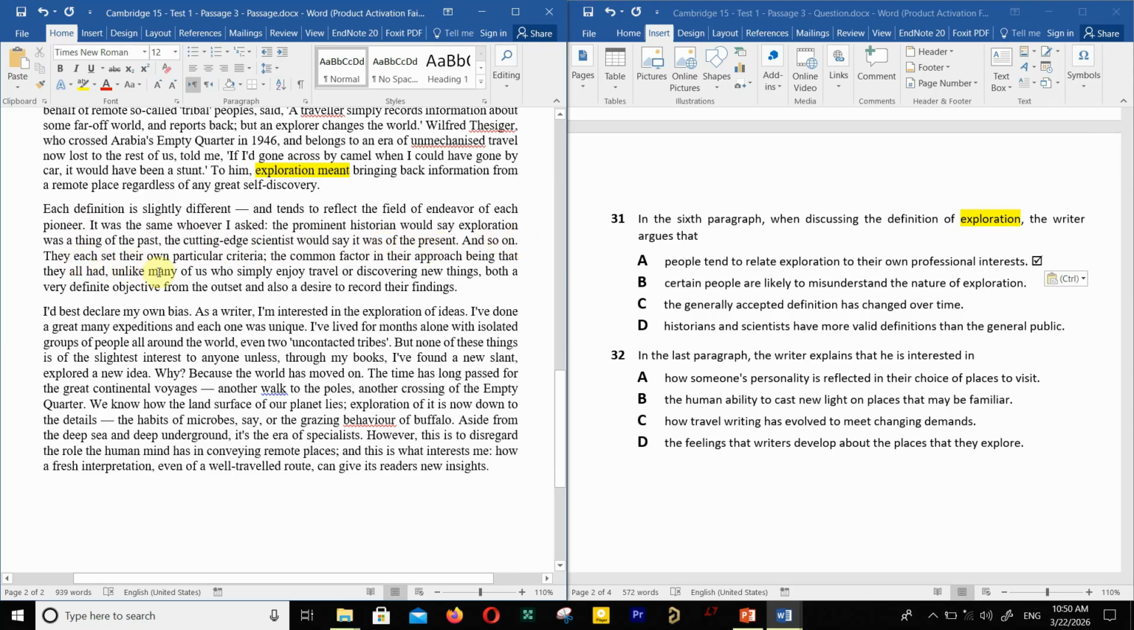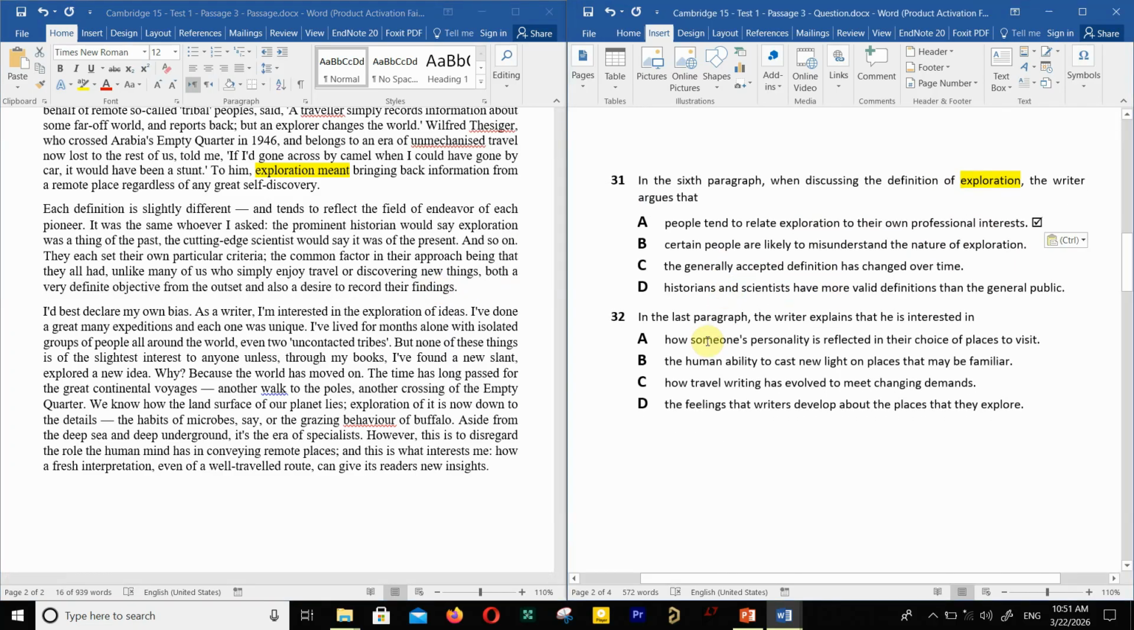They each set their own particular criteria, the common factor in their approach being that they all had, unlike many of us who simply enjoy travel or discovering new things, both a very definite objective from the outset and also a desire to record their findings. So this means that yes, exploration relates to their own professional interests.